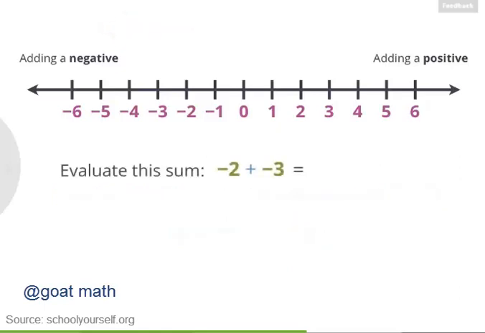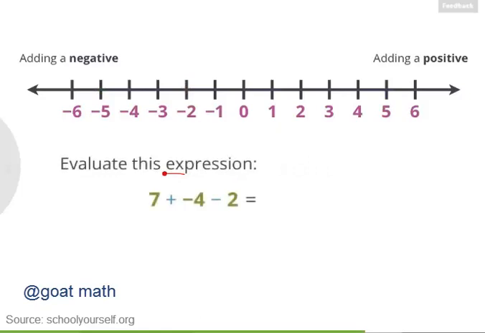So next, try adding two negatives together. What's negative 2 plus negative 3? Right, starting at negative 2 and then moving 3 to the left leaves you at negative 5. So negative 2 plus negative 3 equals negative 5.